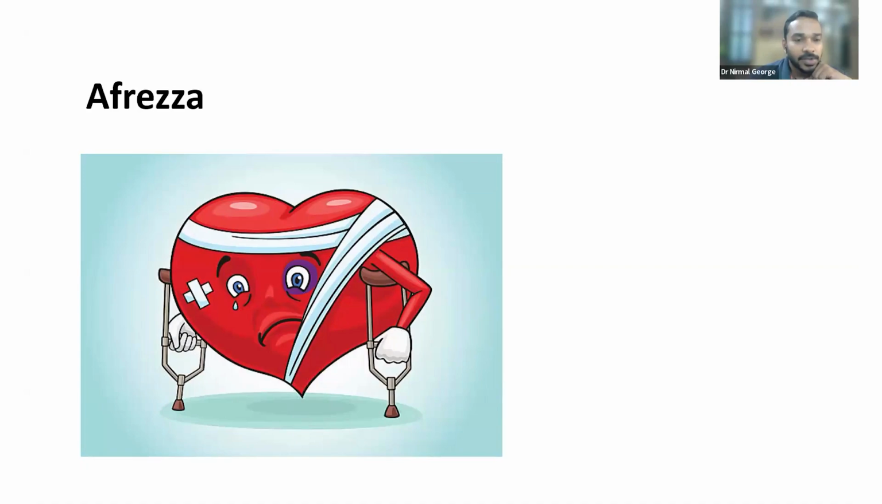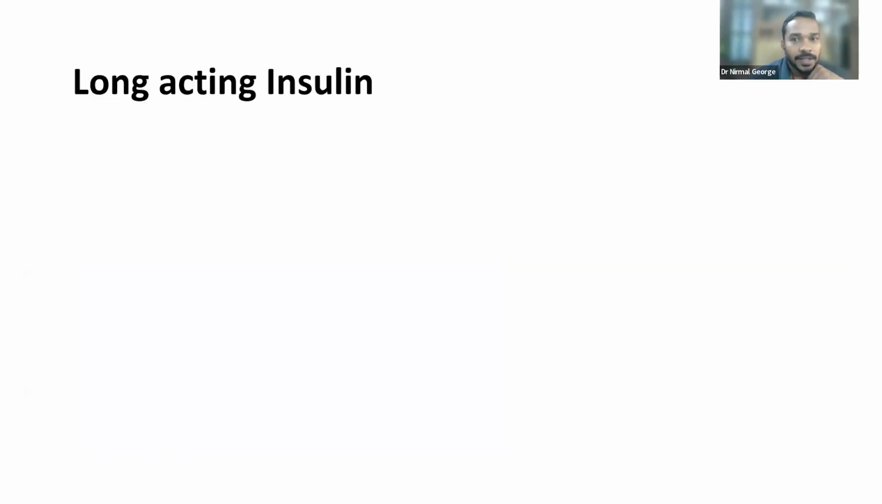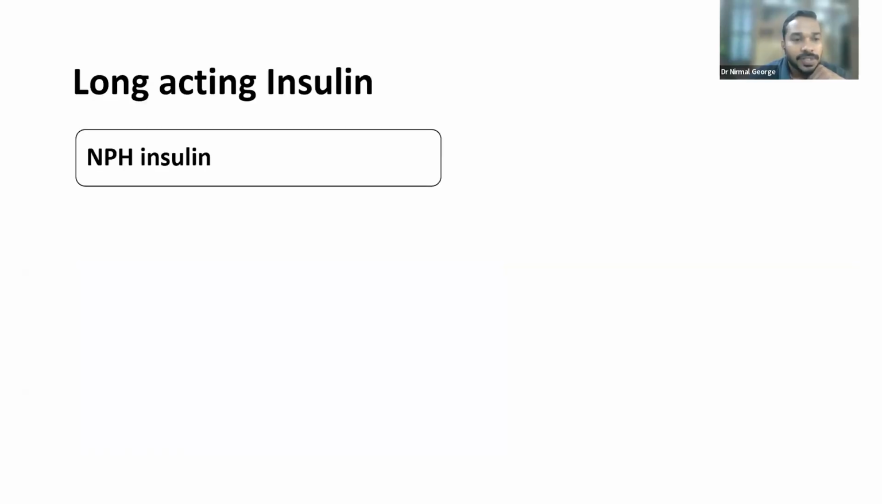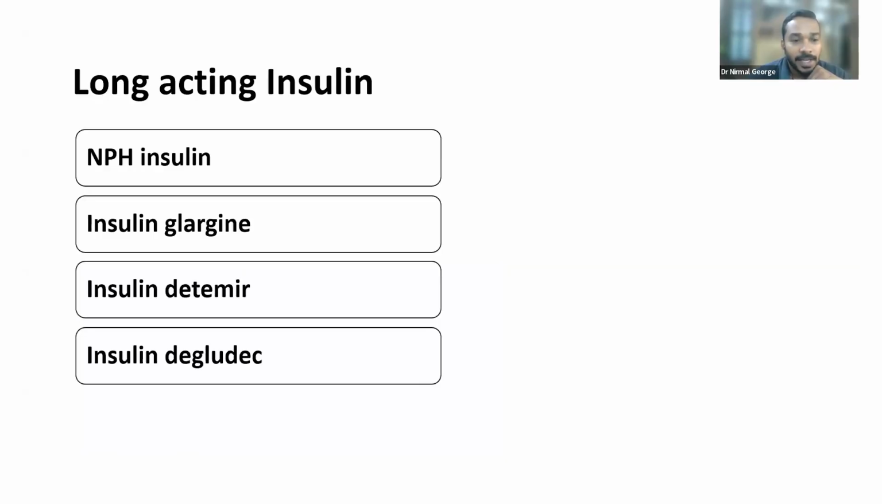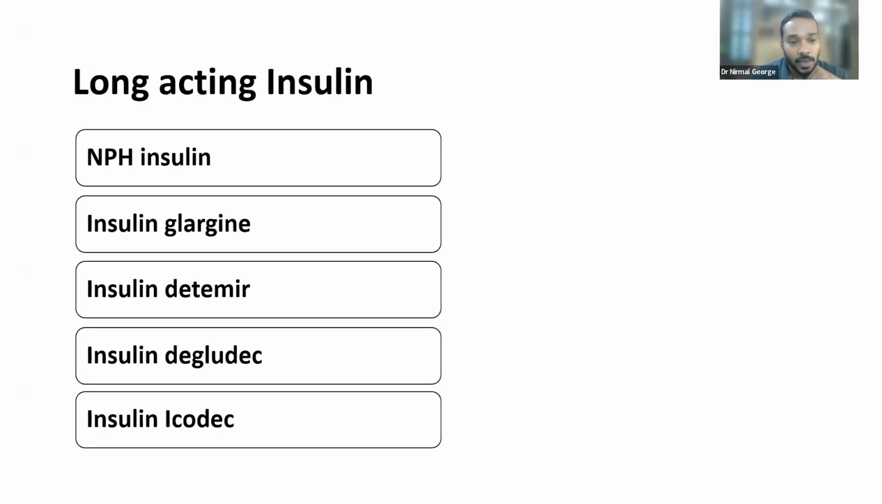So there is regular insulin, which is the cheapest one. Then there is insulin lispro, aspart, glulisine, and also inhaled insulin, Afrezza. The long-acting insulins are NPH insulin, insulin glargine, detemir, degludec, and insulin icodec. Insulin icodec has not yet been approved, and it is currently undergoing phase 3 clinical trials.